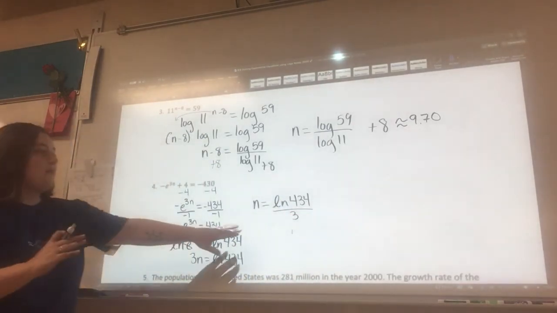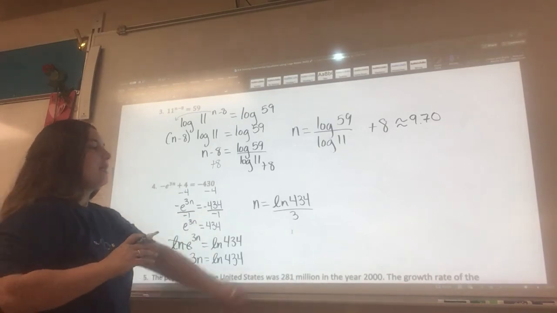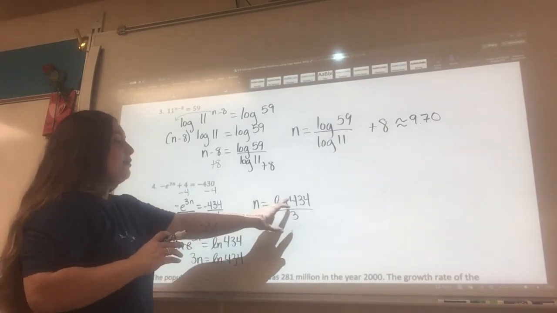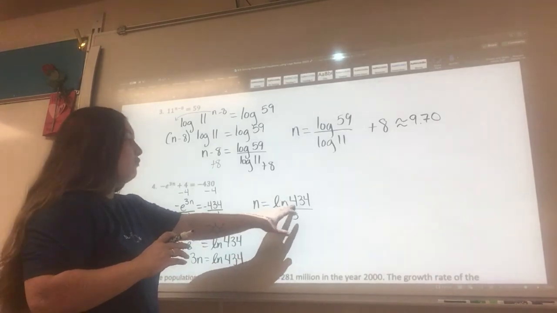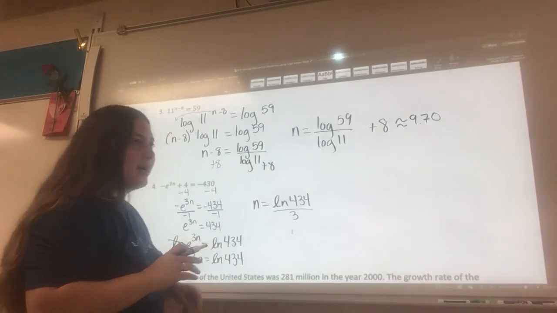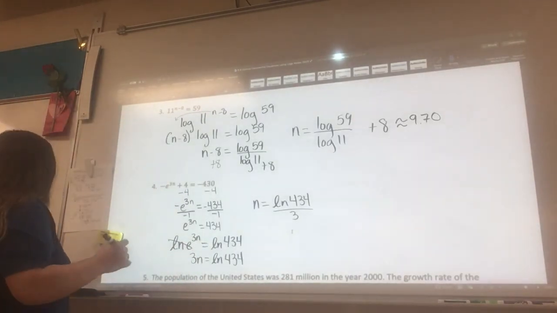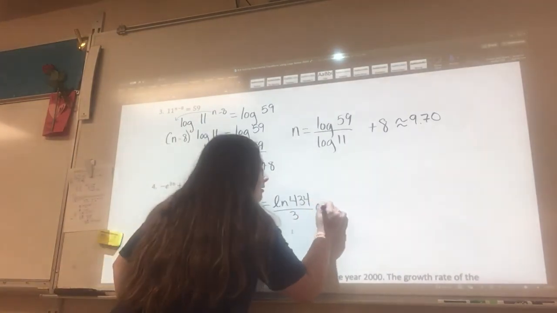In this case, you can see it's a little bit different, but please make sure when you're putting this in your calculator, you're going to do natural log. It'll begin with parentheses. You'll do 434 in parentheses, then divide by 3. If you do not end parentheses, you'll get a different number than what I've got. You should get approximately 2.02.